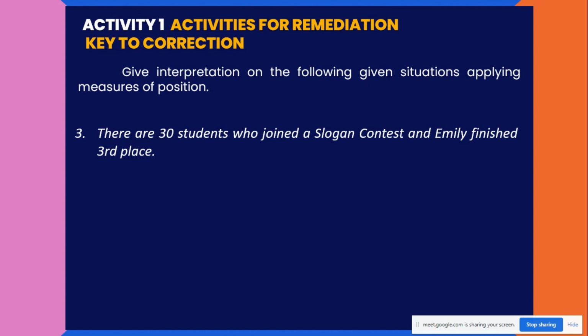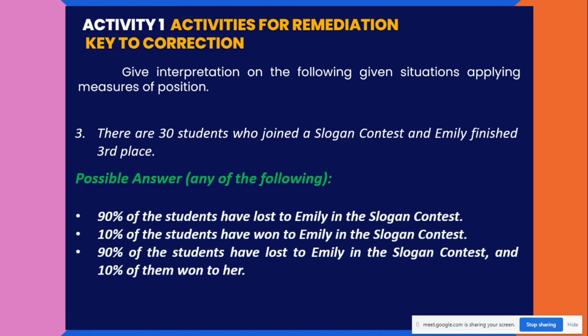30 students who joined the slogan contest and Emily finished third place. Wala nakalagay na score kung ano yung score ni Emily, pero nasa third place daw siya. So dito, this would be the possible solution. Third place siya, so in other words, ilang percent kaya ng lahat na belong si Emily? So 3 divided by 30, that is 1 over 10. So 1 over 10 is 0.1 times 100, so 10%.